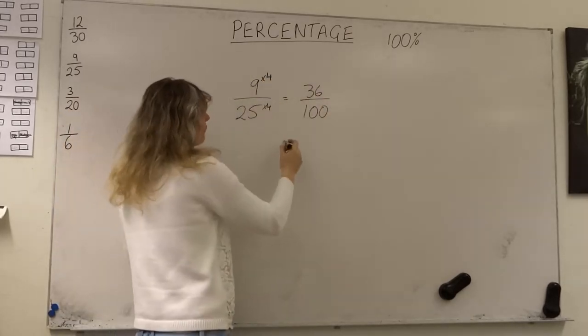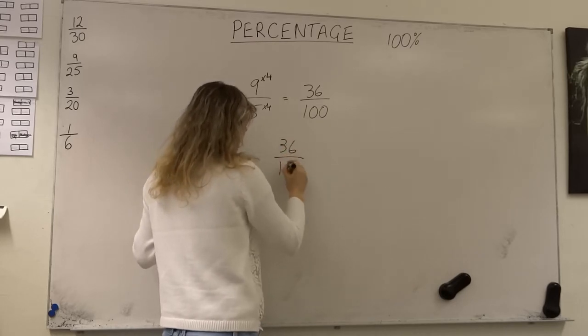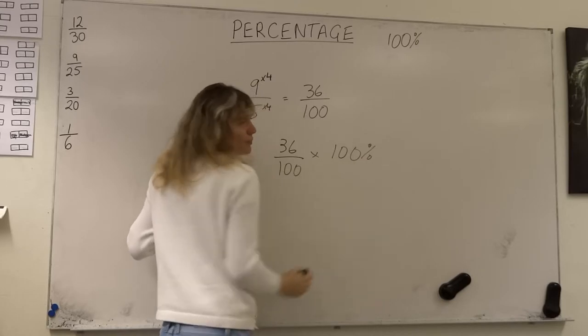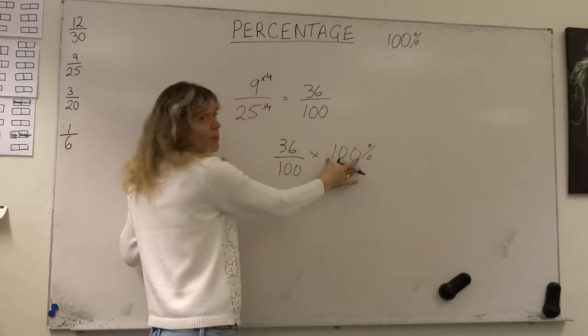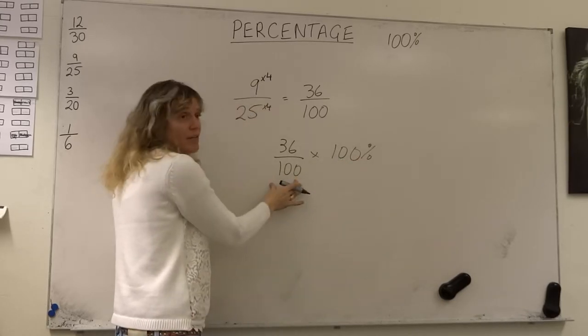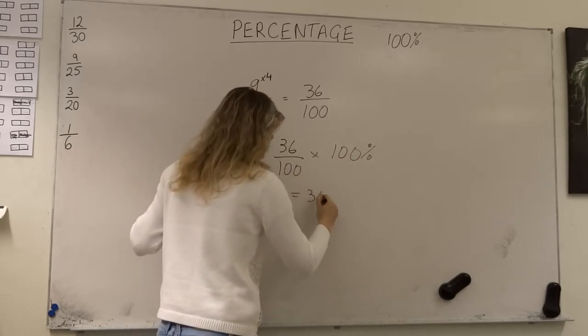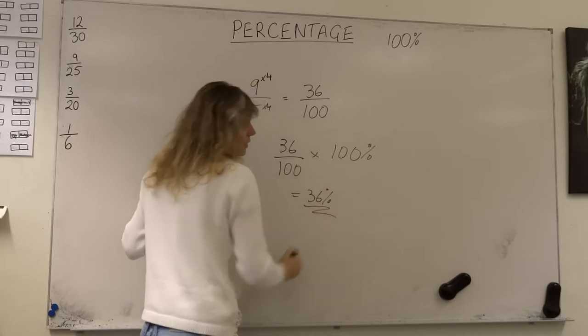To change this fraction into a percentage, we just multiply the whole fraction by 100%. On the top here we have 100, and on the bottom here we have 100. So we get 100 divided by 100, which is 1, giving us the answer straight away as 36%.